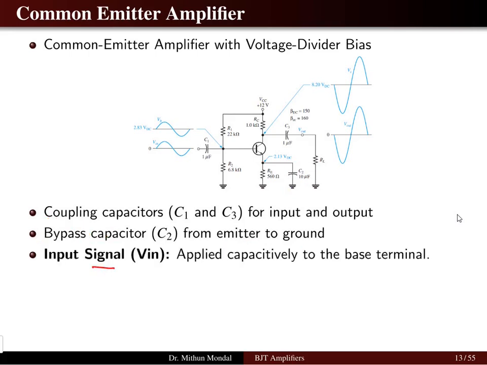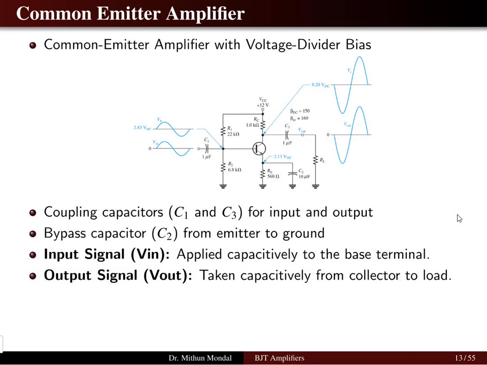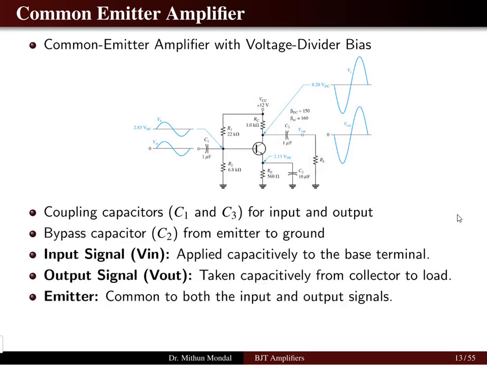The signal which we apply at the input to the base terminal, using capacitive coupling, is the input voltage, and this is the AC signal. On the other hand, the output signal is taken capacitively from the collector to the load. So we have the output voltage which we will be measuring at the collector circuit, and there is a load resistor RL connected at the output.